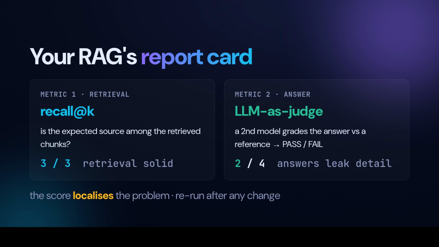You ask another model. This is the LLM-as-Judge. A second call reads the question, our answer, and a reference answer, and returns pass or fail with a reason. It's not perfect. A judge can be noisy, and ideally you'd use a stronger model than the one being graded, but it scales to hundreds of questions in seconds, and it catches regressions a human never would.